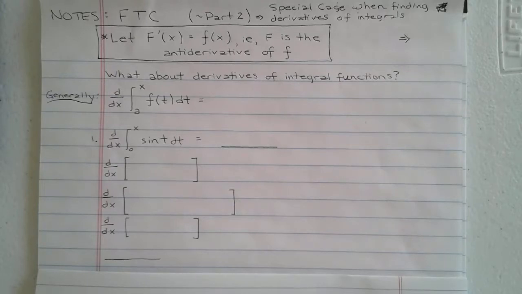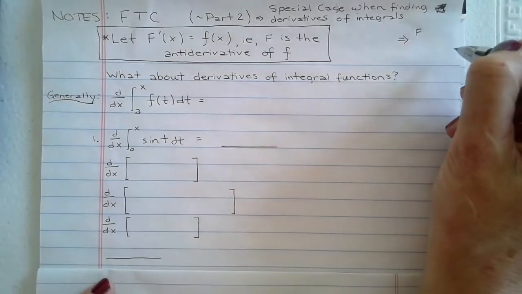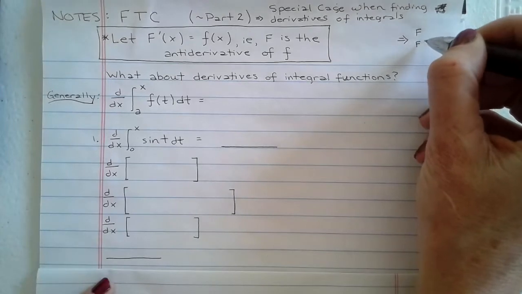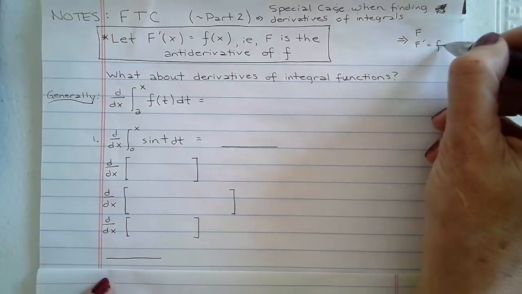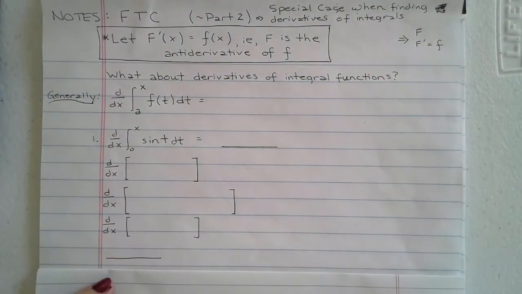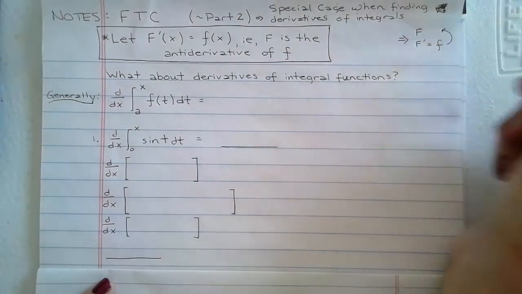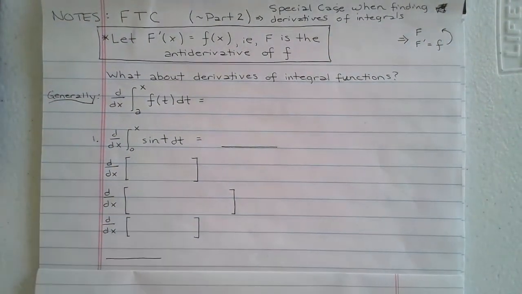It says let big F prime equal little f. What that means is that F is an antiderivative of little f. So if I take the derivative of big F, I get F prime, and we're going to call that little f, right? F prime is little f. And then big F is an antiderivative of little f, which means if I were to integrate little f, I'm getting back up here to big F.